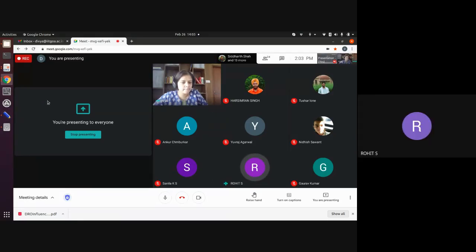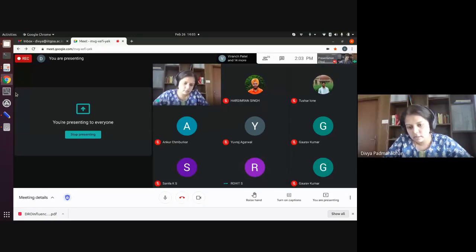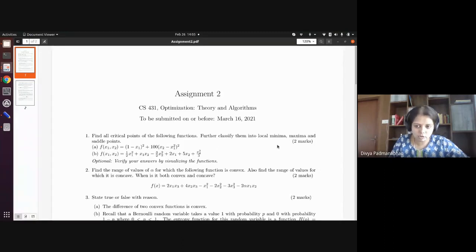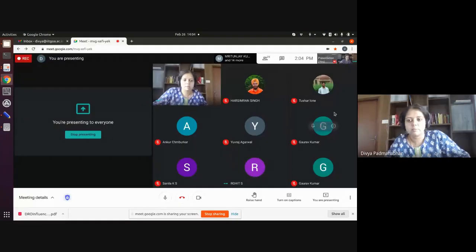Ma'am, in the second assignment, in the first question, there's an optional part that says visualize those functions. That means using a program, right? Plot the graph, yes. So in this second assignment, these questions ask you to find the critical points and verify. You remember in class we got the critical points and used these conditions to classify. But an additional check you could do is plot and see whether it tallies with what you get, so you get a better idea about the function itself. That helps, but anyway, that's an optional part. Yes, Rohit? Okay, thank you, ma'am.